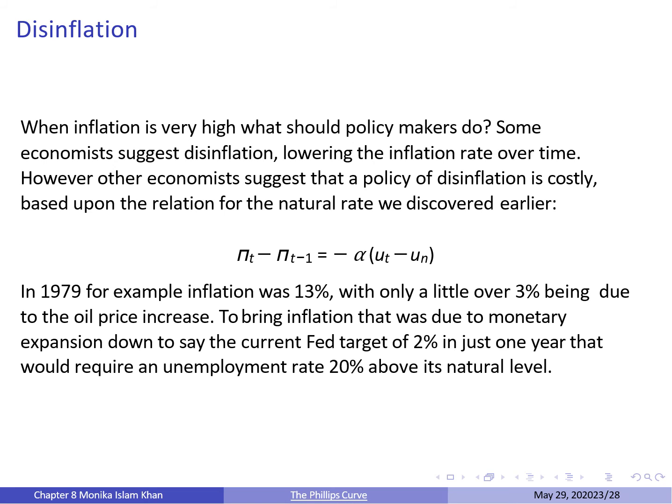To understand why a policy of disinflation might be costly, let's look at a real-world example. In 1979, the inflation rate was 13%, with only a little over 3% being due to the oil price increase. The rest was due to monetary expansion. To bring inflation that was due to monetary expansion down to, say, the Fed's target level of 2% in just 1 year, that would require an unemployment rate of 20% above its natural level, which is really not feasible. So using this equation and setting the unemployment rate at a particular level to get a desired change in the inflation rate does not seem feasible at all.